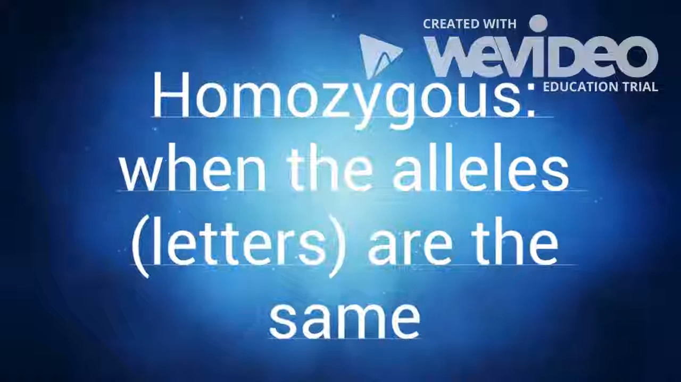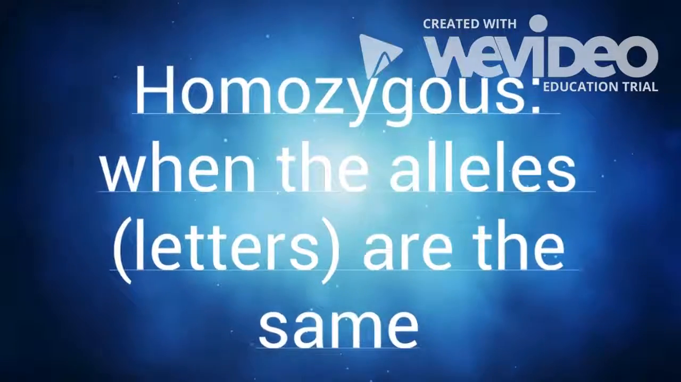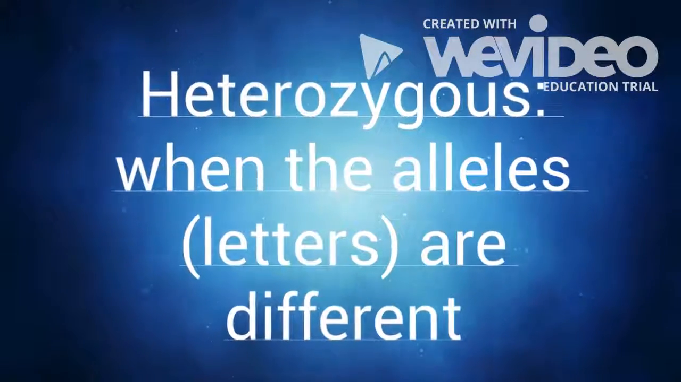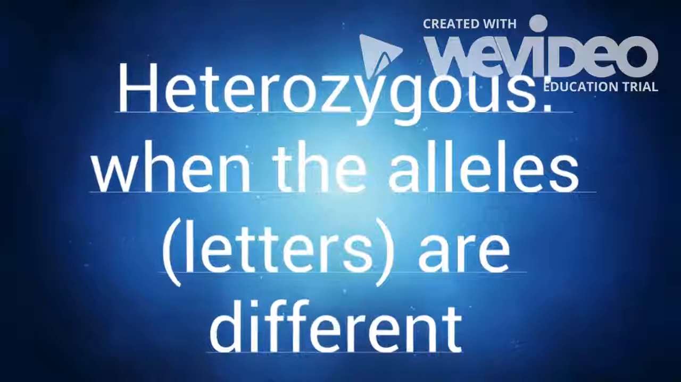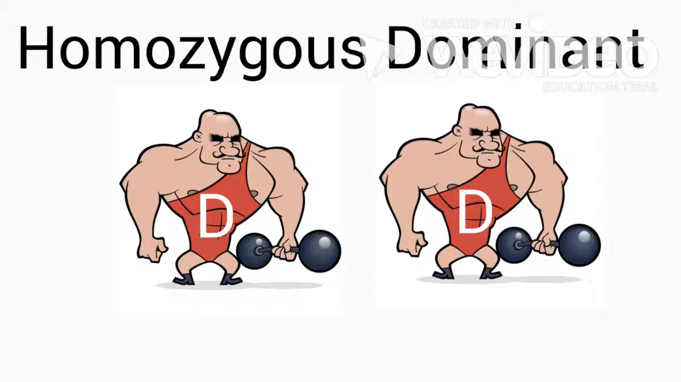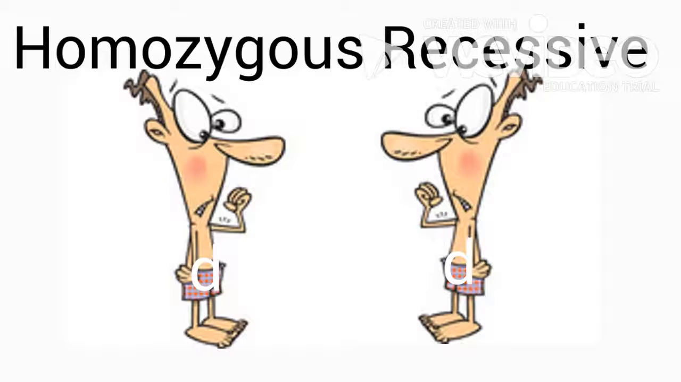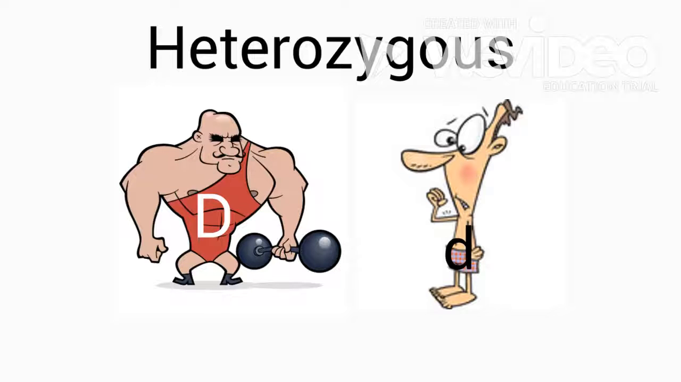If a parent's alleles are the same, we call that homozygous. If they are different, we call that heterozygous. If it is homozygous dominant, that means that both letters will be uppercase and the parent only has dominant alleles. If it is homozygous recessive, then both letters will be lowercase and the parent will only have recessive alleles. If it is heterozygous, then there will be one uppercase and one lowercase letter. In that case, the parent carries both the dominant and the recessive allele.